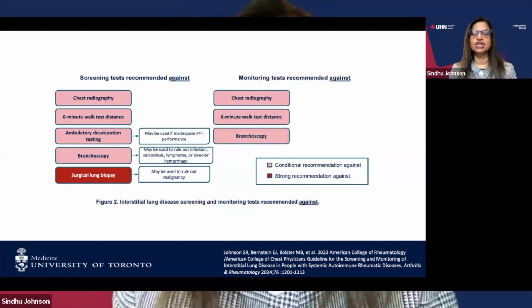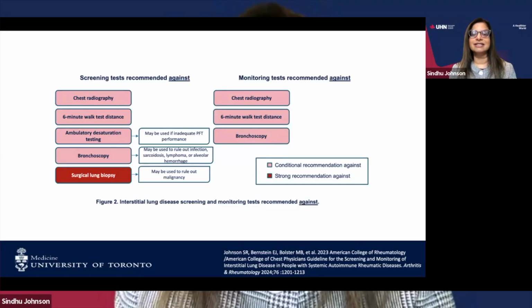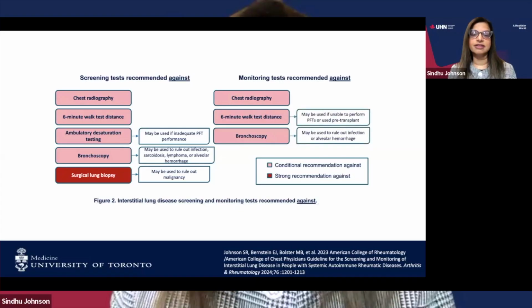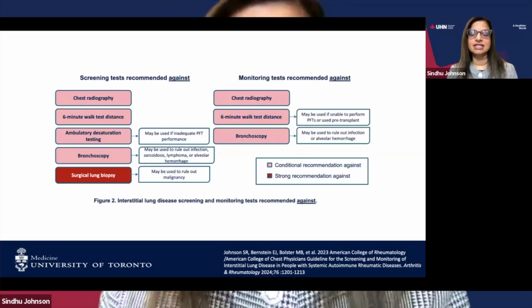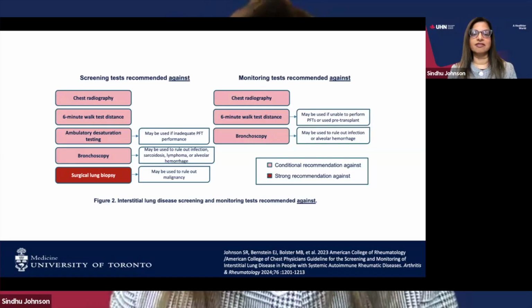Similarly, there are conditional recommendations against the use of chest x-ray, 6-minute walk test distance, and bronchoscopy for monitoring ILD. However, these tests may be used if a patient has difficulty performing PFTs or to rule out infection or alveolar hemorrhage.